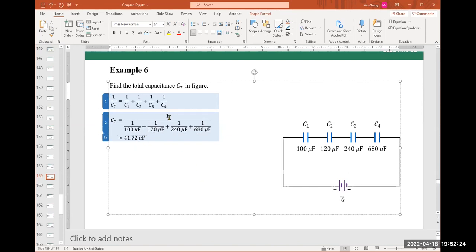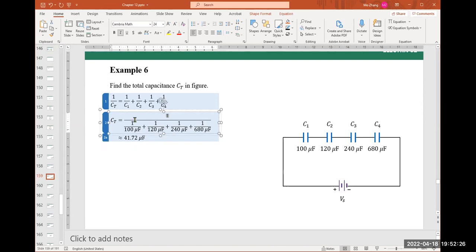But back to here, it is 1 divided by the entire thing, which is 1/100, 1/120. Let me take a screenshot of the calculator, the calculator expression we entered earlier. There we go.